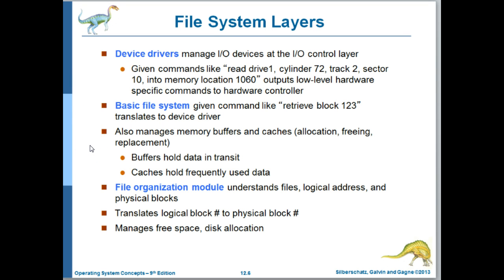As mentioned here, the basic file system will also perform block caching and take care of writes of blocks back out to the disk from the cache. The file organization performs the mapping from the logical blocks that a user knows about to the physical blocks that the basic file system knows about, and also manages free space on the device and the allocation algorithms.